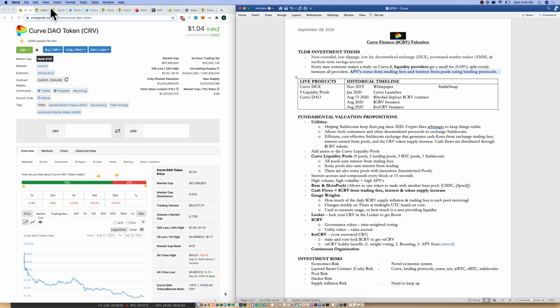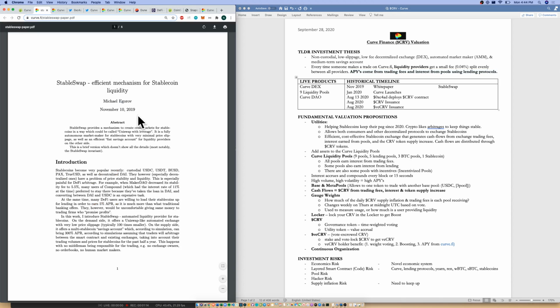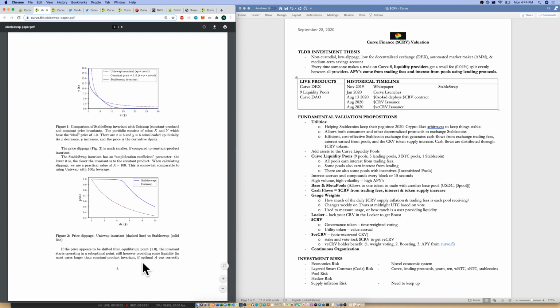A little bit of history. The white paper was back in November 2019, actually called Stable Swap back then, Efficient Mechanism for Stablecoin Liquidity. Have a look at page 3 if you're interested in how they improve upon low slippage compared to Uniswap's invariant, compared to Stable Swap's invariant. That helped me visualize slippage very well.